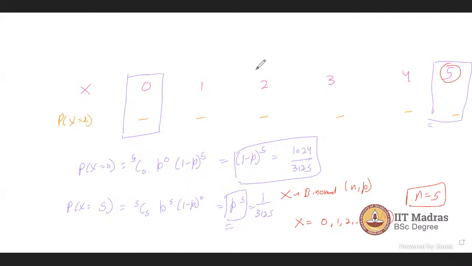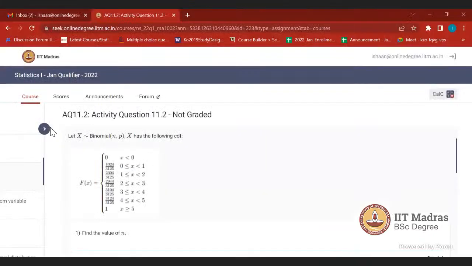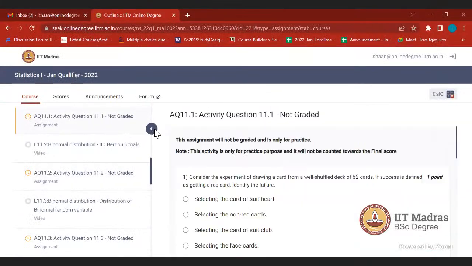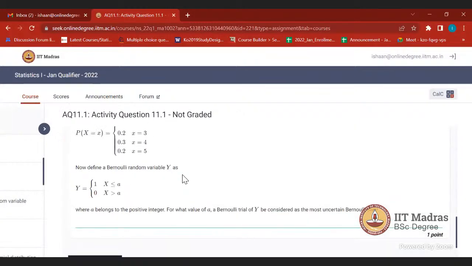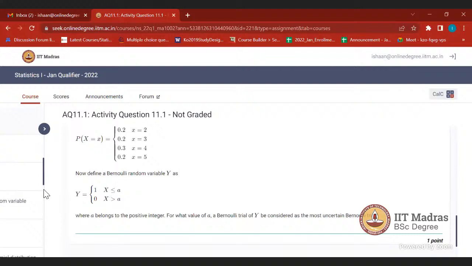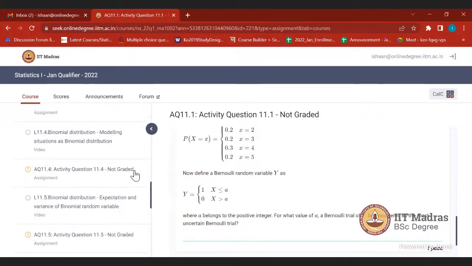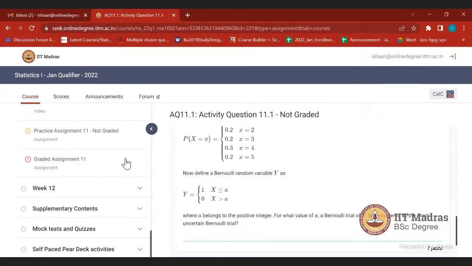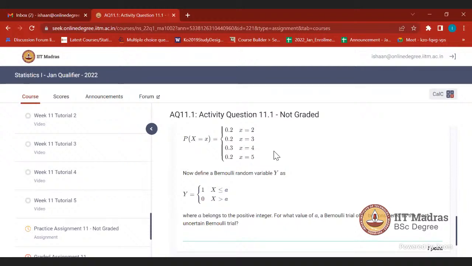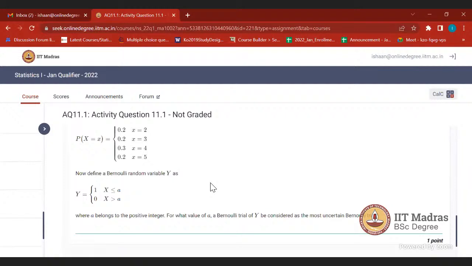Sir, could you go back to 11.1, sir? The 11.1 assignment. The last question, sir. This one? Yes, sir. Expectation. Okay, so you know when the variance of a Bernoulli trial or binomial is maximum? So 0.5, right? This statement is given in the lecture as well, if you don't know how to find the maximum or minimum.